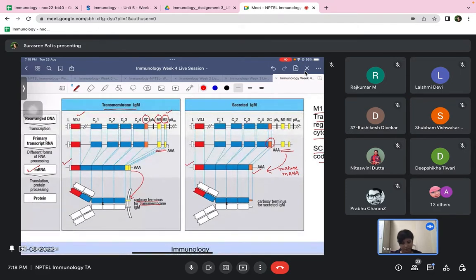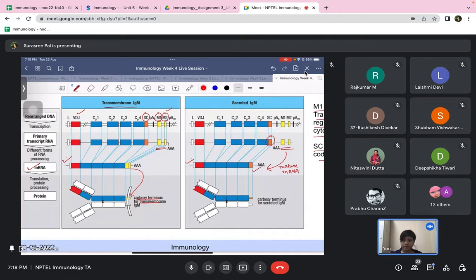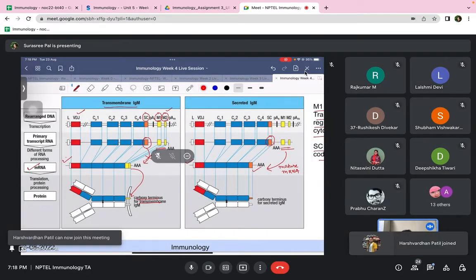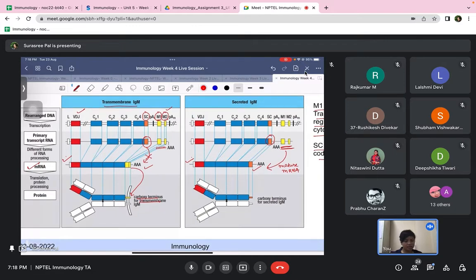This one is for the transmembrane region and this one is for the secreted IgM. So here in this transmembrane IgM, you can see that this secretion coding sequence is spliced out. The secretion coding sequence is not present on the mature mRNA, right? Whereas these M1 and M2 regions are present here, but they are absent in this mature mRNA, whereas the secretion coding region is present, right?